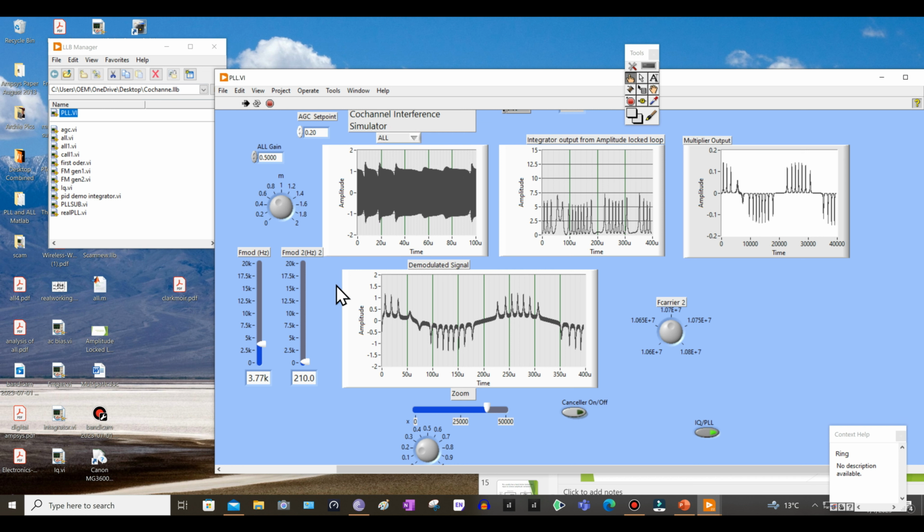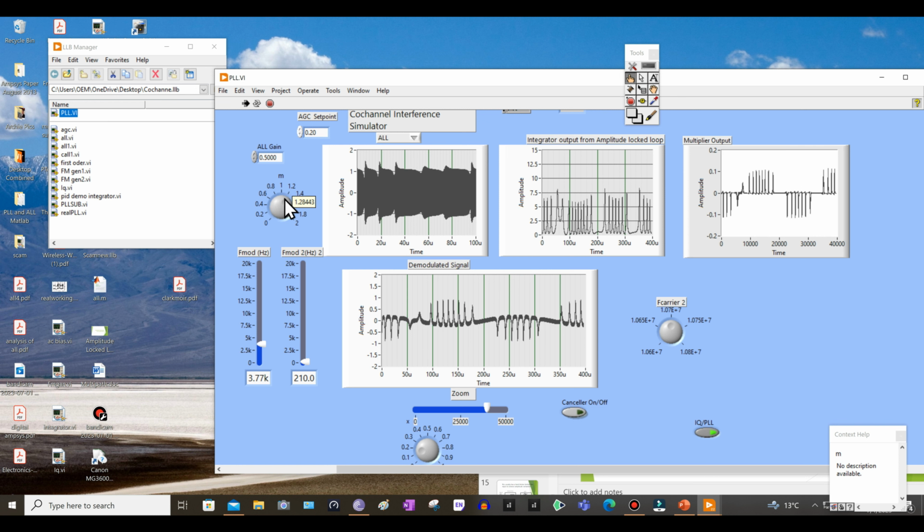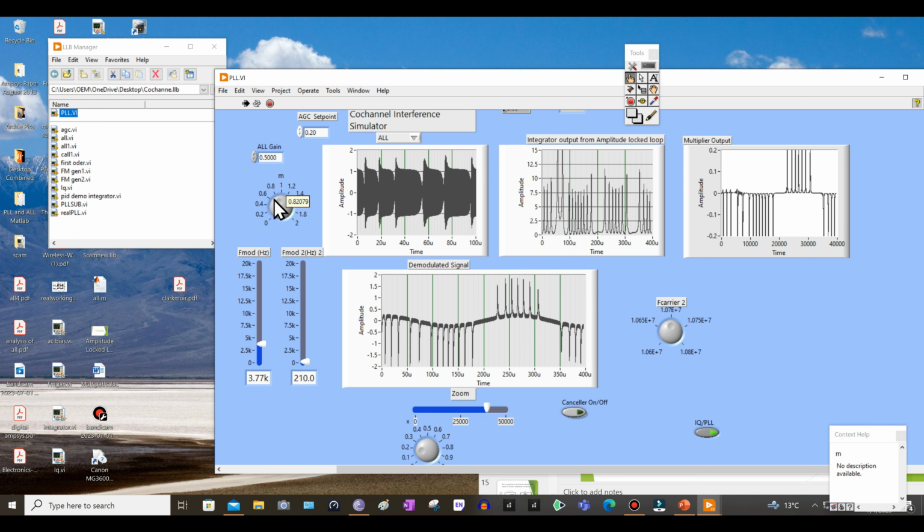So here's the amplitude locked loop. Recovered carrier. It's not perfect because there's transients there. It should go to 1. I've not put any noise in or anything like that. And there it flips over. How do we get rid of the spikes?